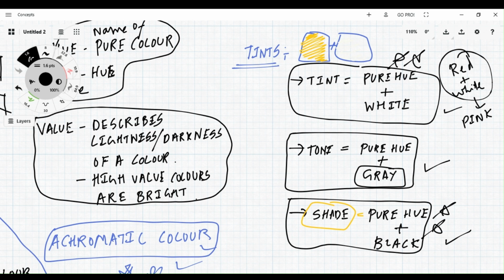A darker value or shade of red may be a color that we commonly refer to as burgundy. There may be a question: what is burgundy? Options they'll give: A, shade; B, tint; C, tone; D, none of the above. What will you answer? You have to answer shade. Red plus black gives rise to burgundy. So this is the concept of tints, tones, and shades, guys.